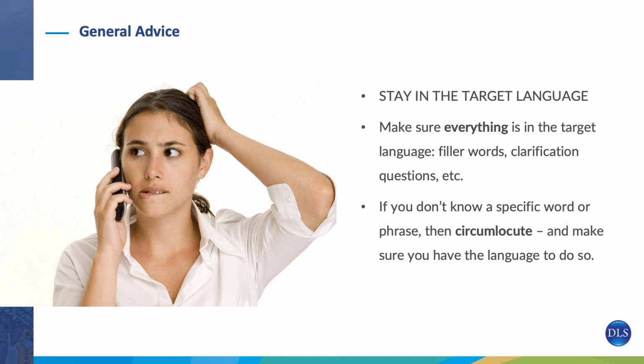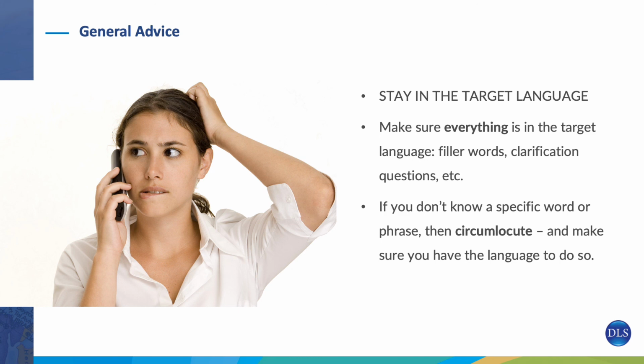And if you don't know a specific word or phrase, that happens to all of us. And of course, it's not pleasant when it happens during a speaking test, but be sure that you are able to circumlocute. And circumlocution is where you explain when you can't remember the word for something. So let's say I'm in a speaking exam and I have forgotten the word for can opener. So I'll just say, oh, you know, that thing you use to open cans, to open things. It's silver, and you turn it, and then you can open things.